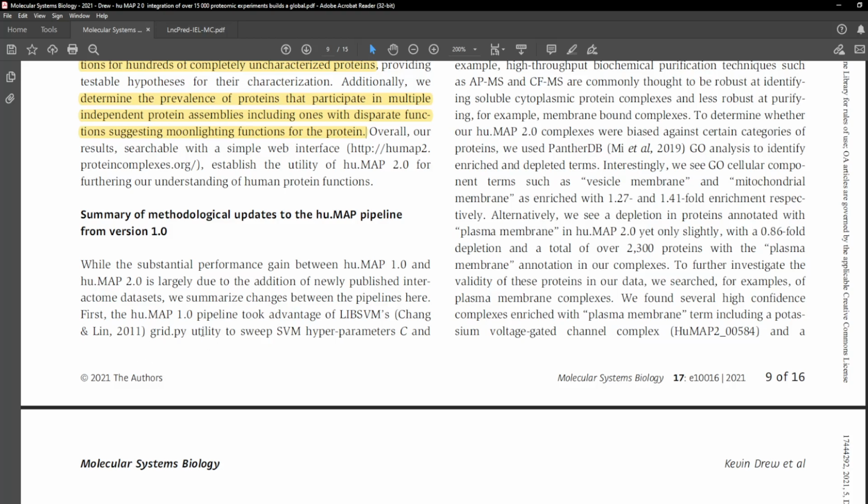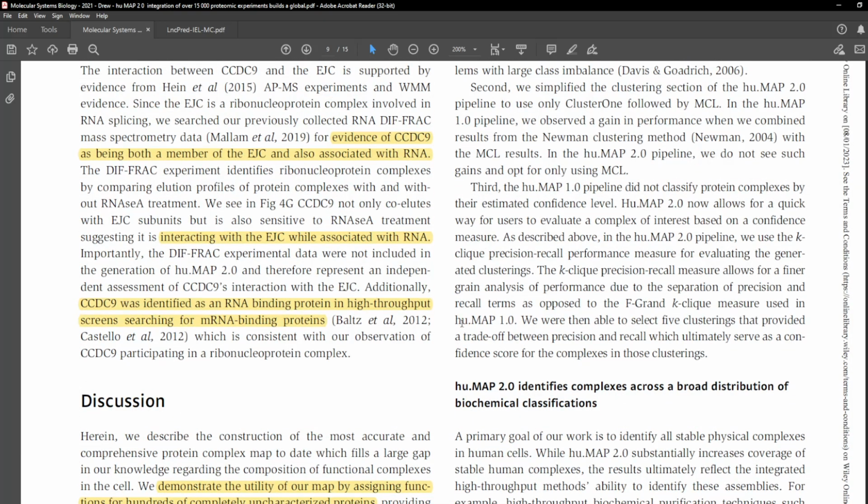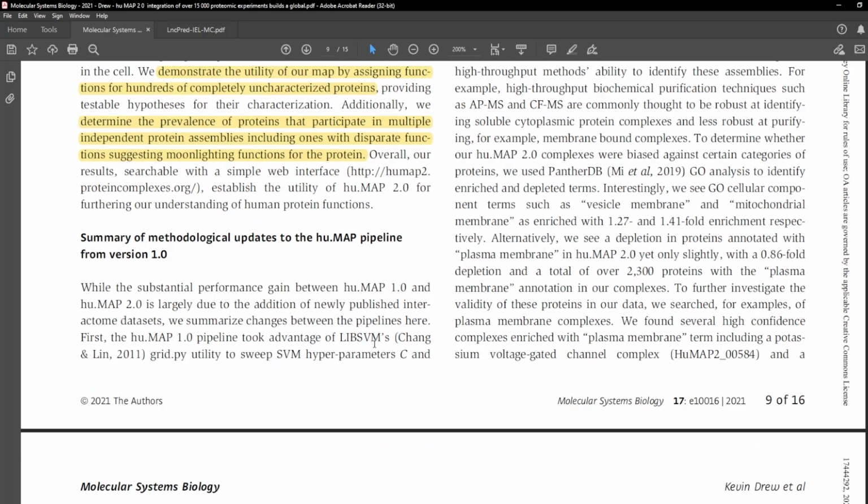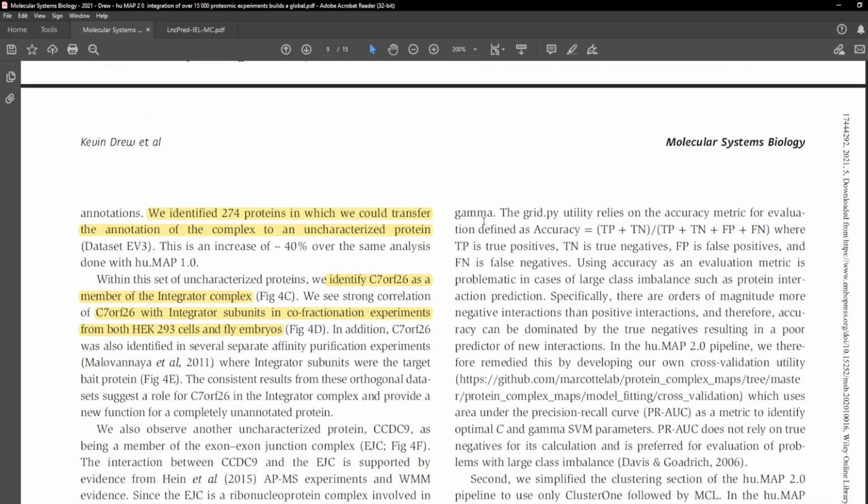First, the Hu.MAP 1.0 pipeline took advantage of LibSVM's (Chang and Lin, 2011) grid.py utility to sweep SVM hyperparameters C and gamma. The grid.py utility relies on the accuracy metric for evaluation, defined as accuracy equals (TP plus TN) divided by (TP plus TN plus FP plus FN), where TP is true positives, TN is true negatives, FP is false positives, and FN is false negatives. Using accuracy as an evaluation metric is problematic in cases of large class imbalance such as protein interaction prediction. Specifically, there are orders of magnitude more negative interactions than positive interactions, and therefore, accuracy can be dominated by the true negatives, resulting in a poor predictor of new interactions.